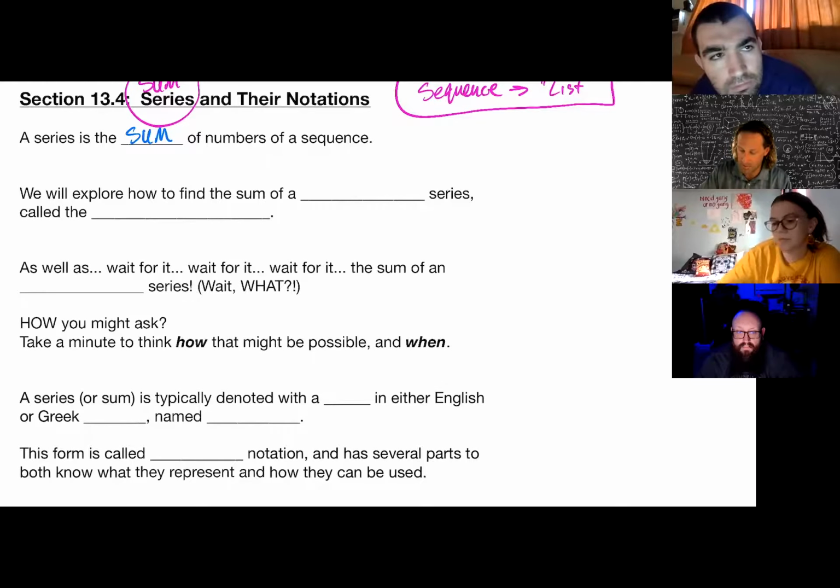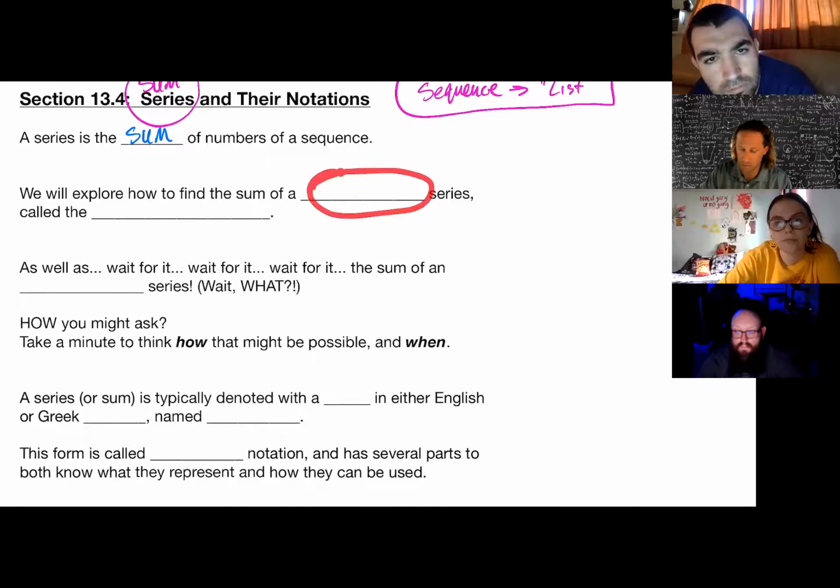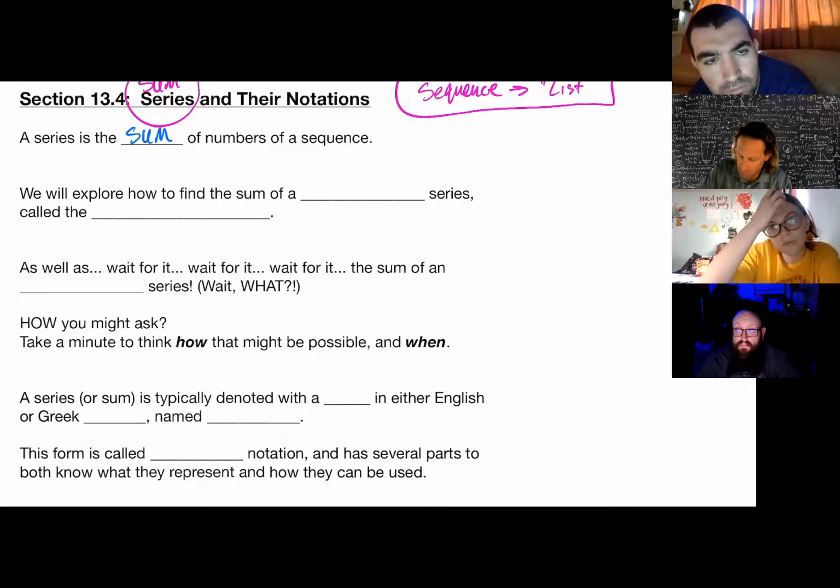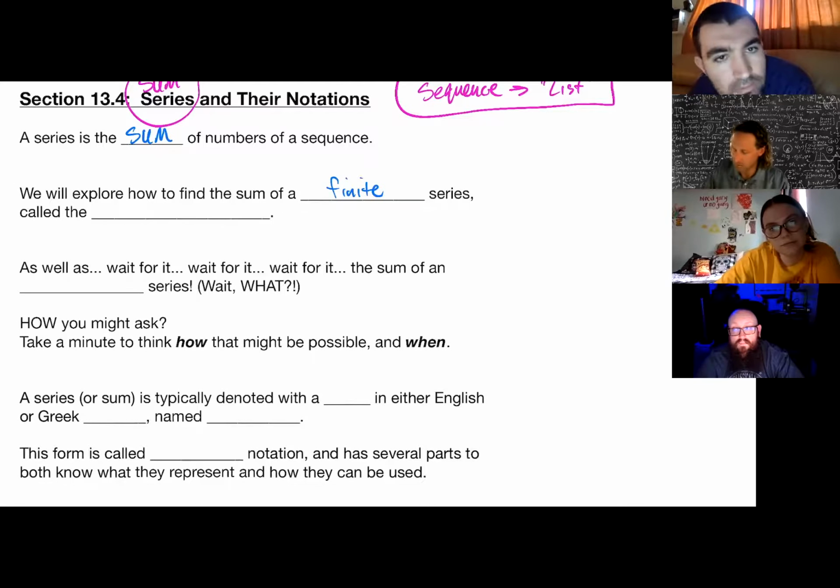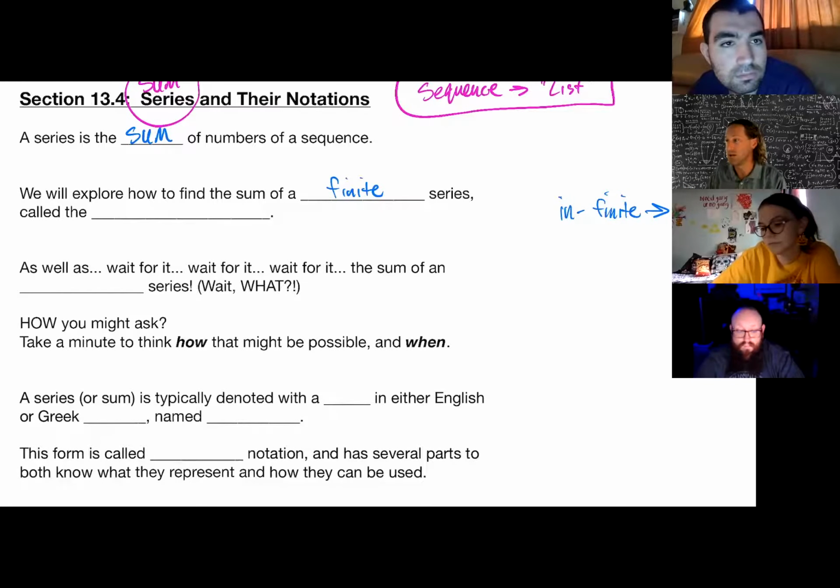We're going to explore how to find the sum of those series, but there are going to be several different types of series. And this might blow some of your minds. The first blank we're going to put in here is what is called a, how would you say that? Finite. Very good. What if it's not finite? Infinite. Very good. We put infinite. And you guys know what infinite means. It means this many, right? We even have a symbol for it. We're actually going to get to those too.